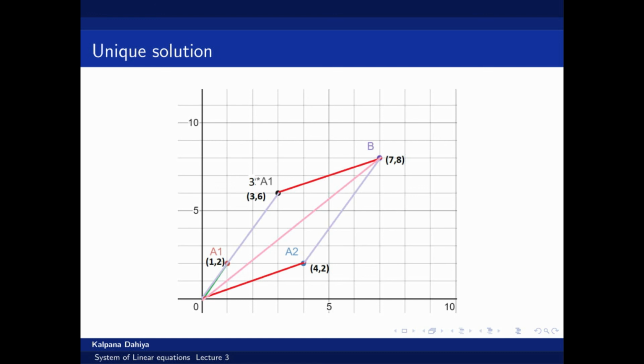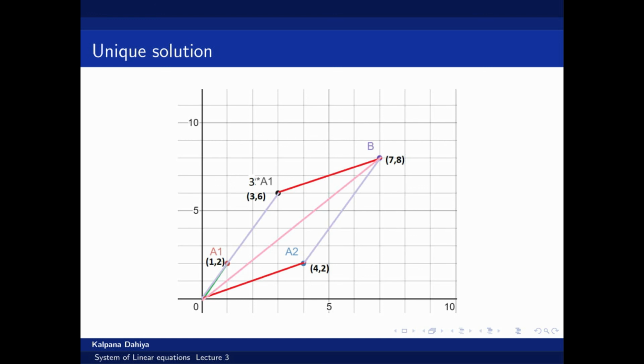We know that the sum of two vectors is given by the diagonal of the parallelogram whose two sides are these vectors A1 and A2. So we try to see whether we can write this vector B as a linear combination of A1 and A2. So we will try to make a parallelogram using these vectors, capital A1 and capital A2. We know that the solution of this problem is x is 3 and y is 1.